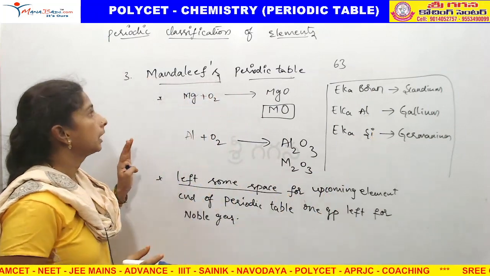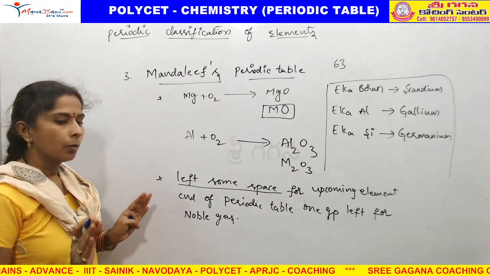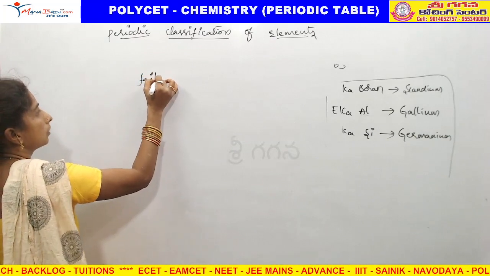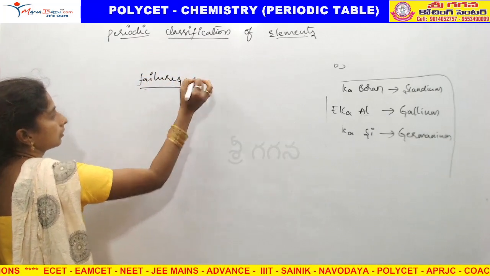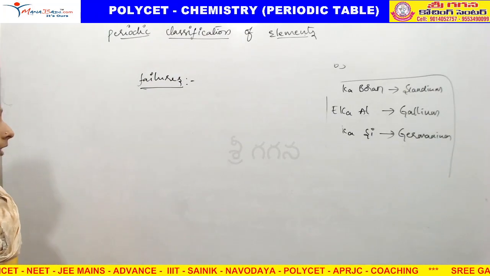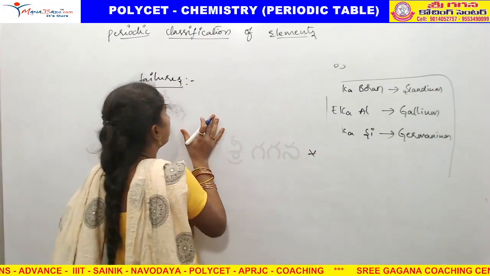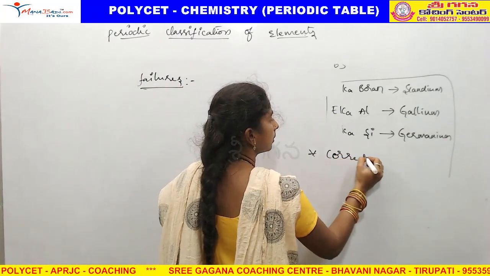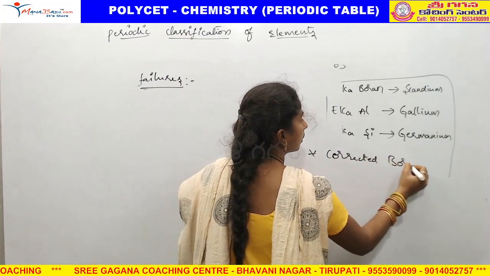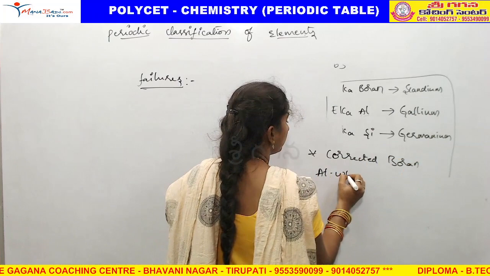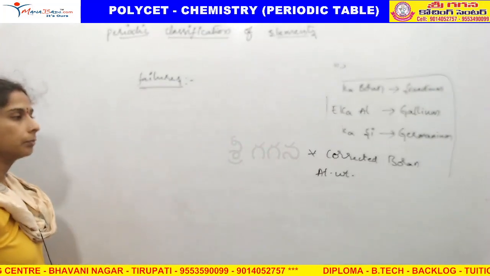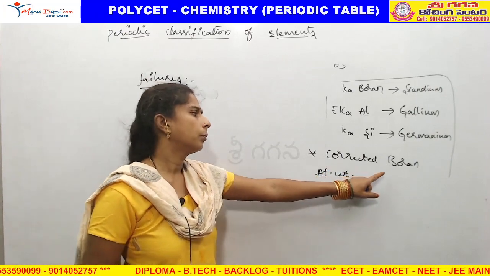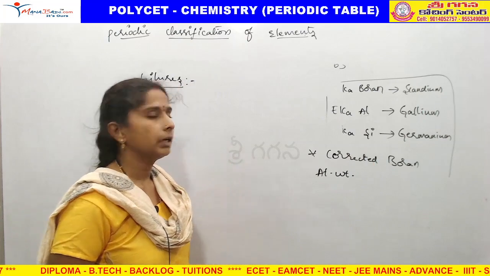This is Mendeleev's periodic table. But what are the failures of Mendeleev's periodic table? One more thing before going to the failures: he corrected boron's atomic weight. Before that it was 13.5, but the actual boron atomic weight is 9. He corrected that atomic weight.